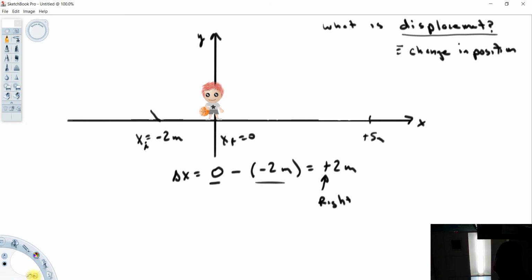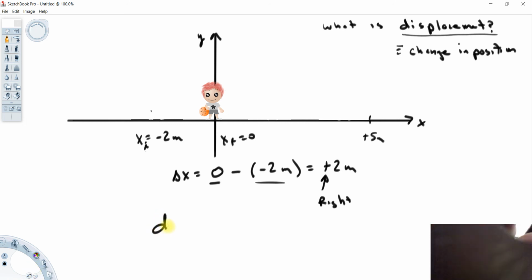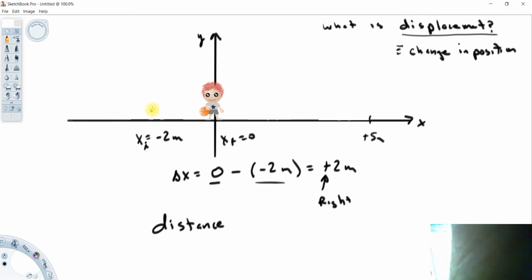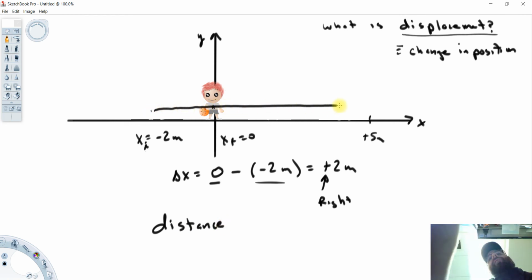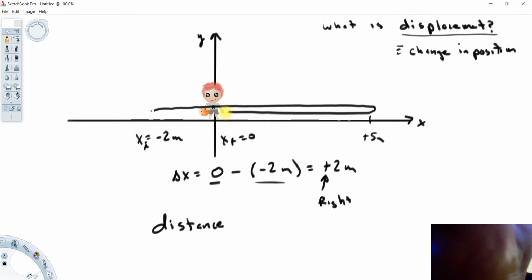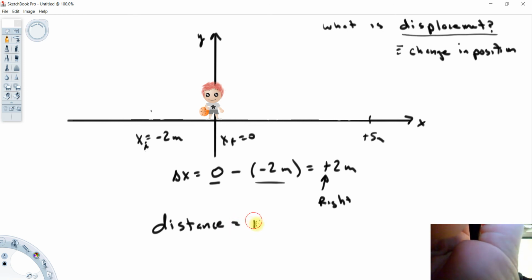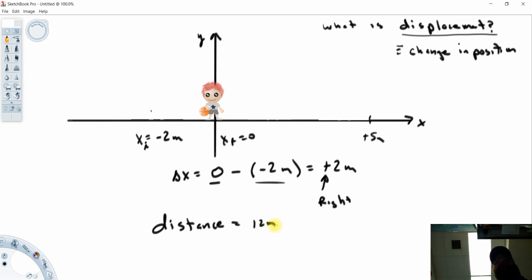Now, if we were to calculate the total distance Timmy traveled, that's different. Because now we would add it all up. Timmy traveled 2 meters to here, and then 5 more, that's 7, and 5 more back. So that'd be, I guess, 12 meters. And again, this partially illustrates the difference between distance, which is just a number, a scalar quantity, and displacement, which is a vector quantity.